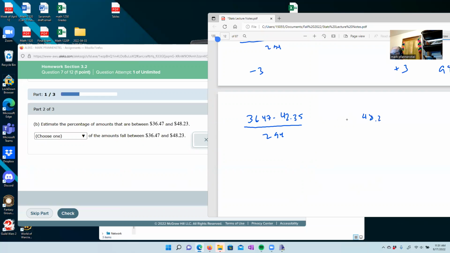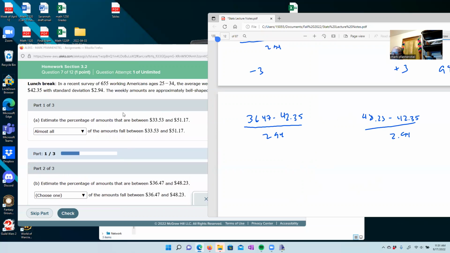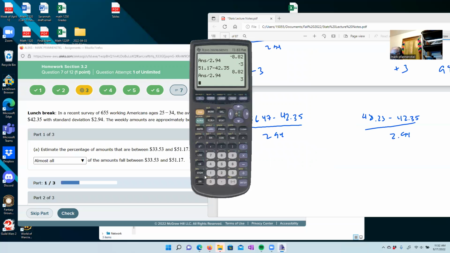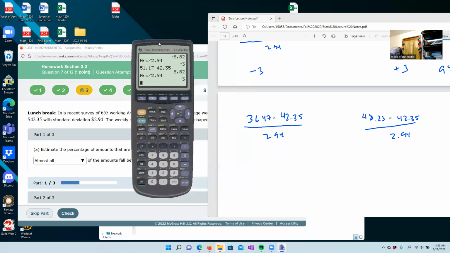So $48.23 minus $42.35, and divided by $2.94. Where I got those numbers, they told me: $2.94 and average $42.35. So all we're going to do is plug those in, and I'm being real careful about that. If you want to use parentheses, that's fine. I like to do 36.47 minus $42.35, and I'm just going to hit equals because I just want this top part divided by $2.94.